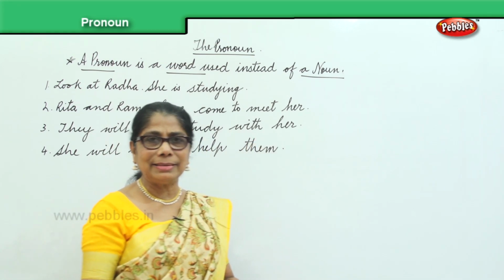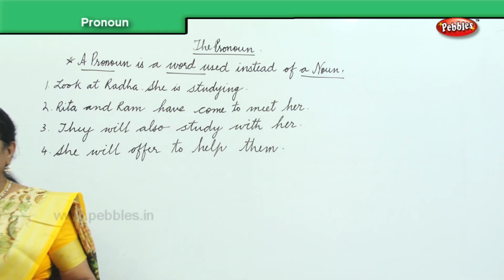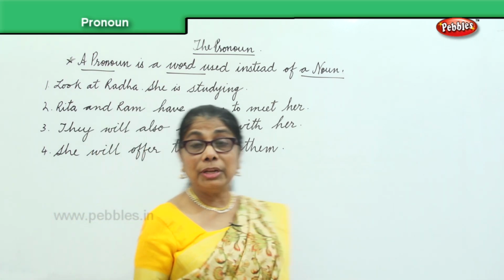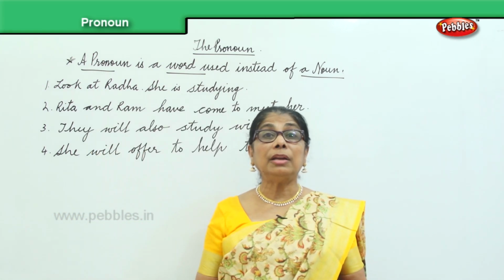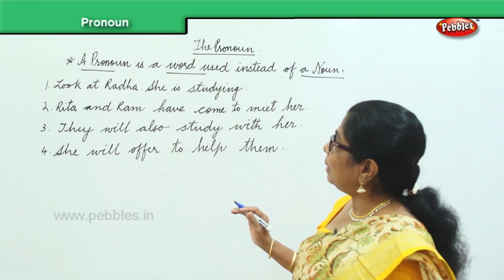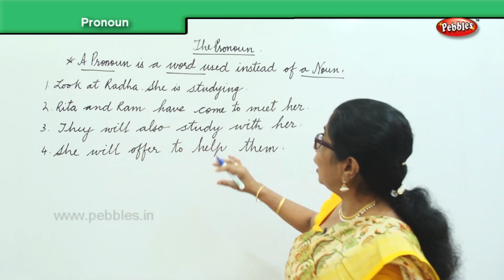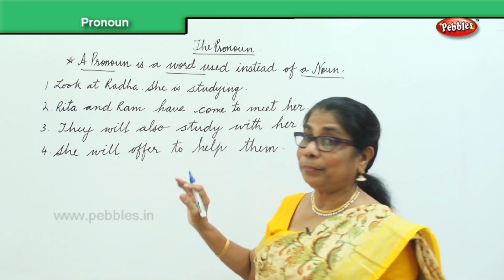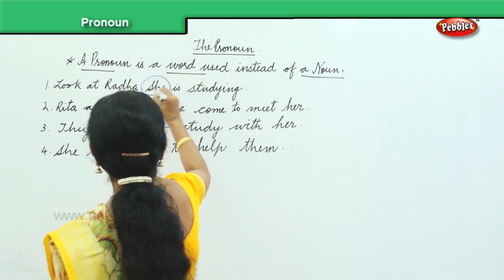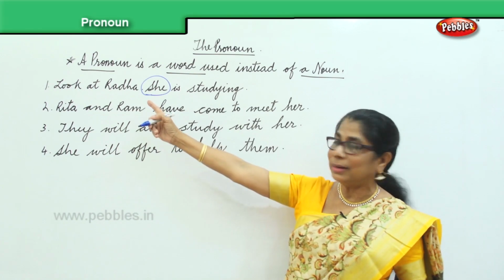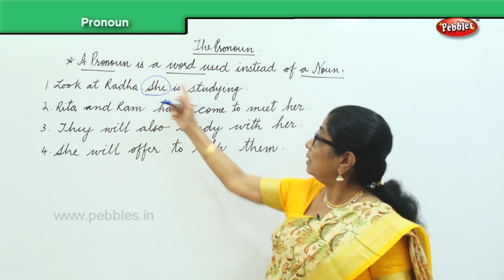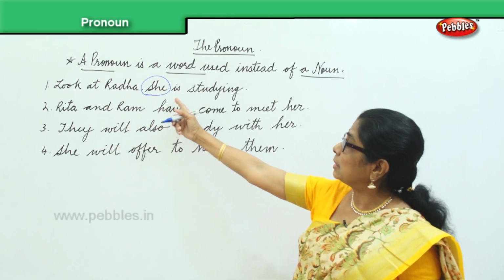So we have a few sentences here, and we said a pronoun is a word used instead of a noun. So now let us look at which are the nouns and which are the pronouns. Look at Radha. Radha is a proper noun. Now, she is studying. So, we found she. This is a pronoun. We have used she instead of Radha. Instead of saying Radha is studying, we say she.